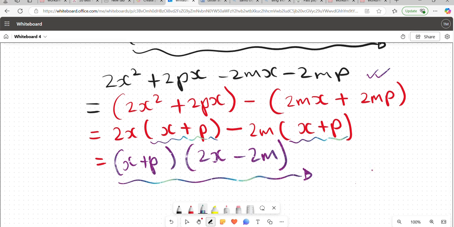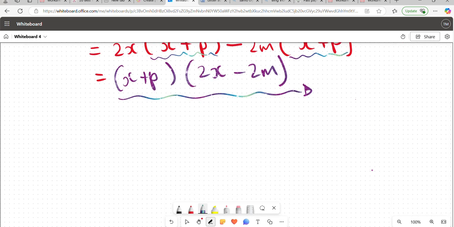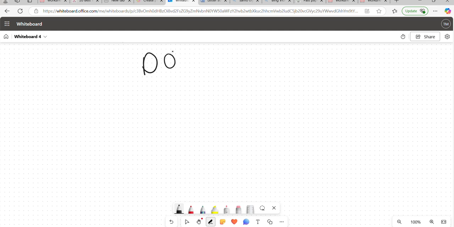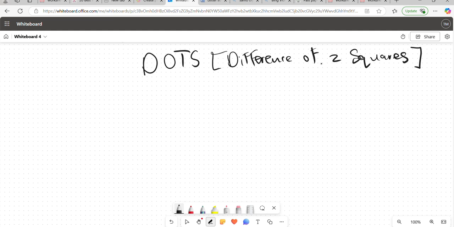Let us move on to the other type of factorization, which is difference of two squares, DOTS. So DOTS stands for difference of two squares. And these are quite easy. These are my favorite because these are relatively easy compared to every other thing.